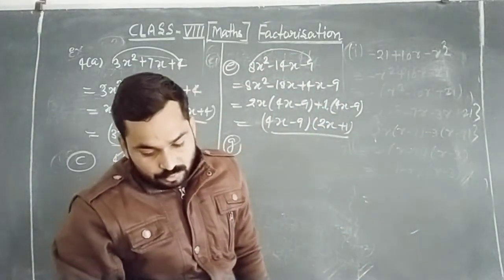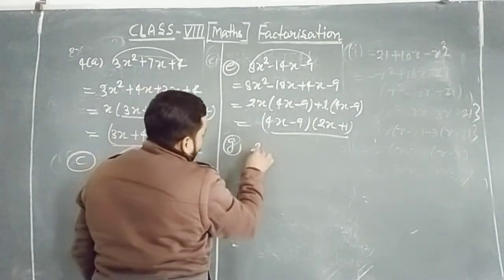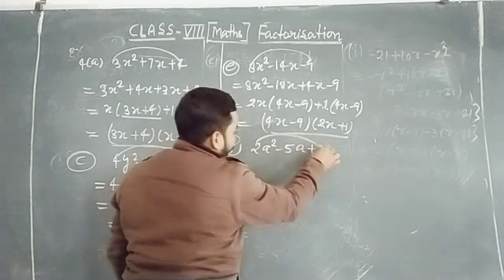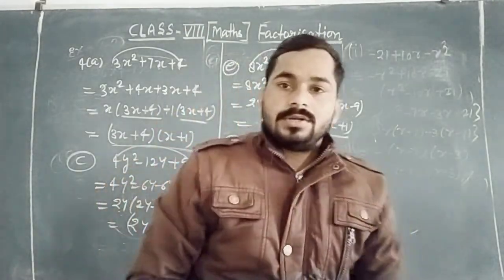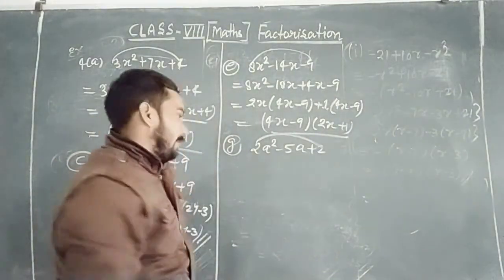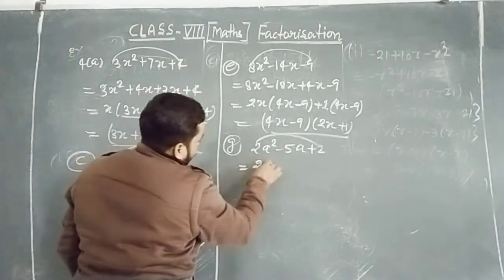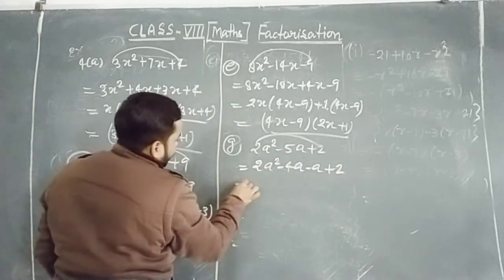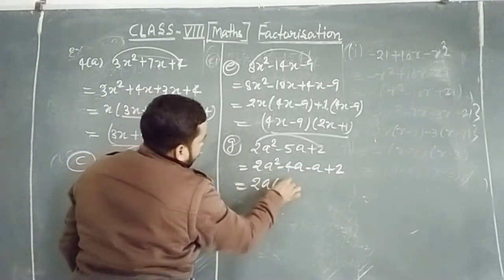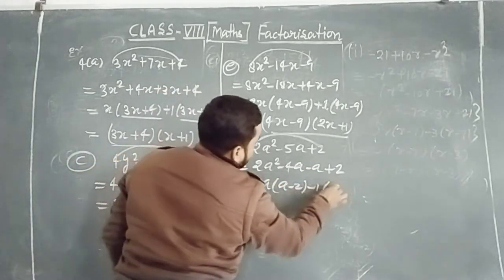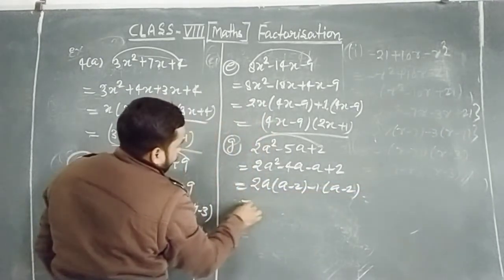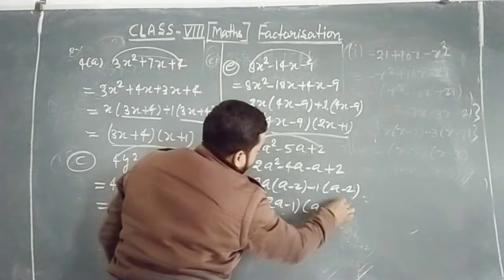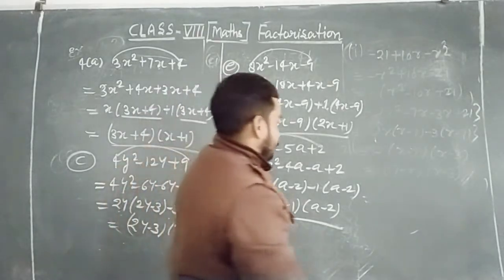So G part, 2a square minus 5a plus 2. 2 times 2 is 4, and 4 times 1 is 4. 4 plus 1, 5. So 2a square minus 4a minus a plus 2. Taking 2a common, so a minus 2, minus 1 is common, a minus 2. So factors are 2a minus 1 and a minus 2. These are factors of G part.